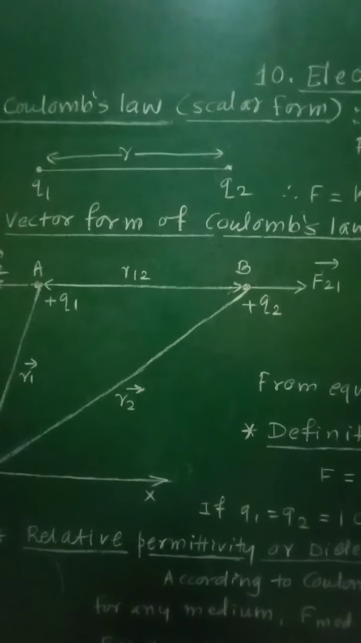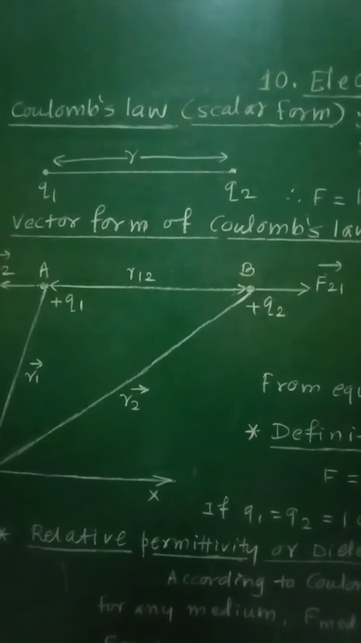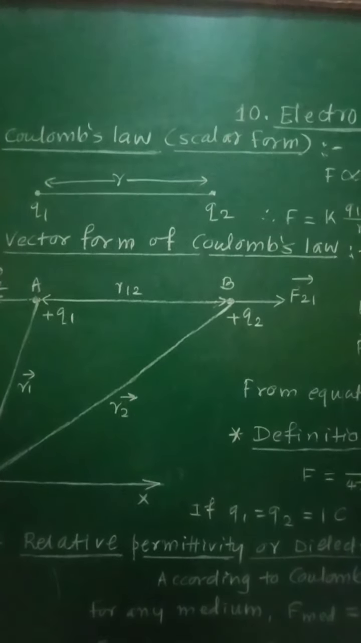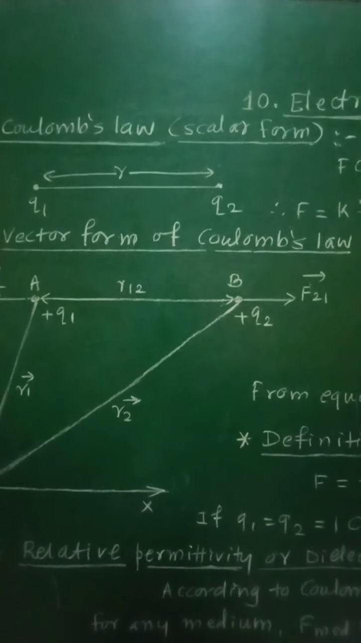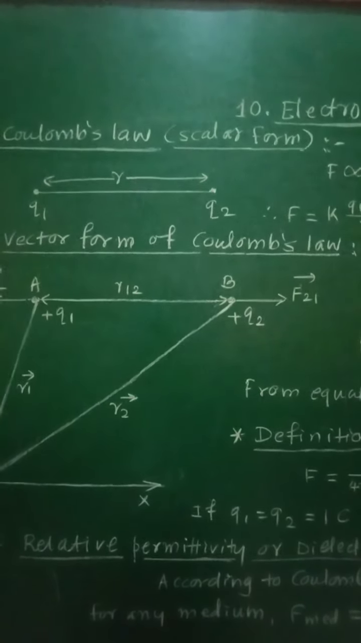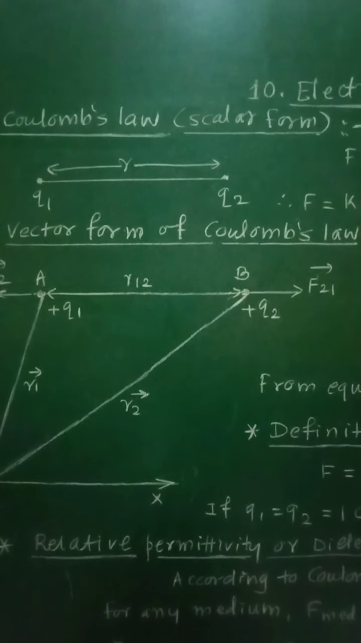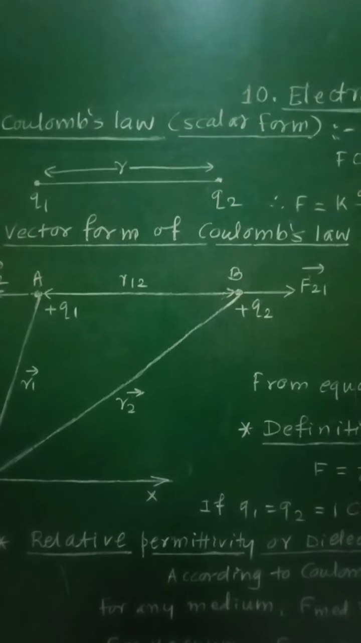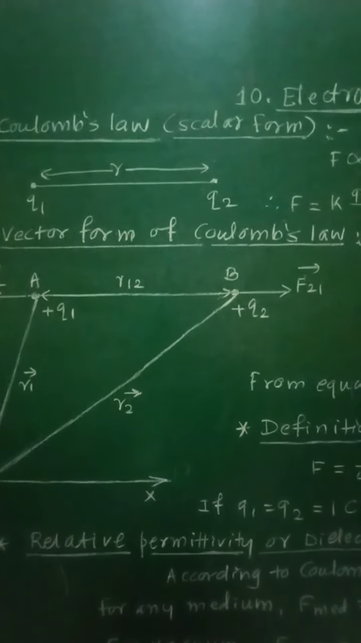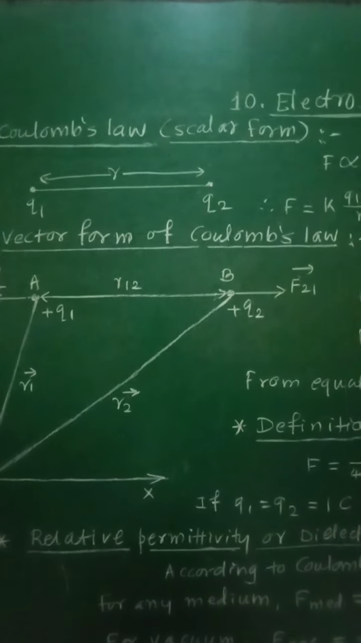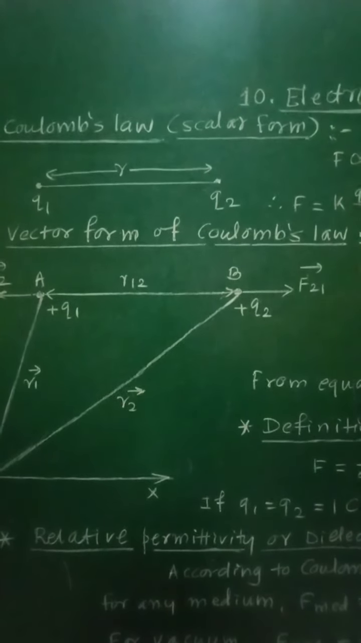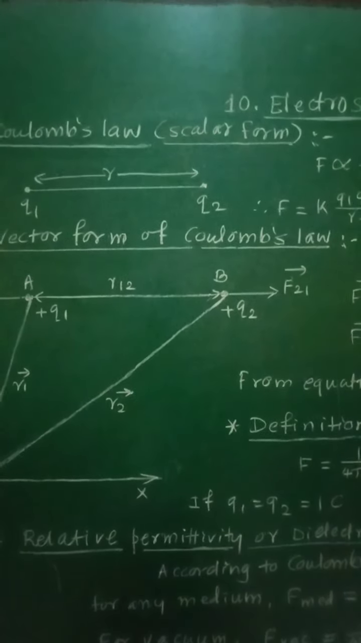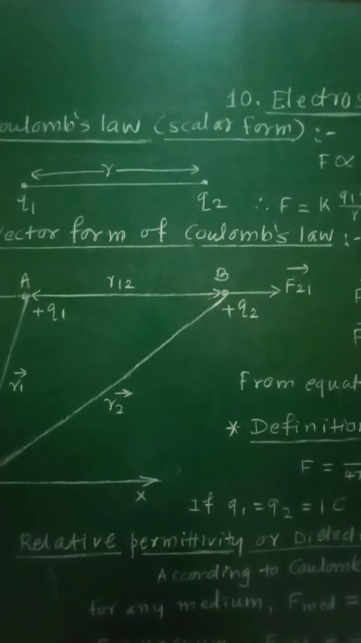of Coulomb's law is given as the force of attraction or repulsion between 2 point charges at rest is directly proportional to the product of the magnitudes of two charges and inversely proportional to the square of distance between them. The force of attraction or repulsion between 2 point charges at rest is directly proportional to product of the magnitudes of two charges and inversely proportional to square of the distance between them.